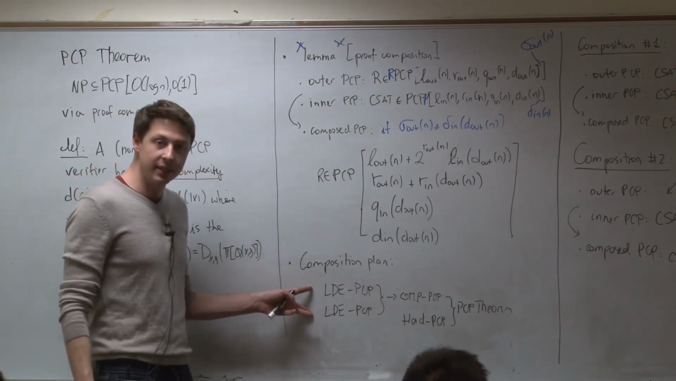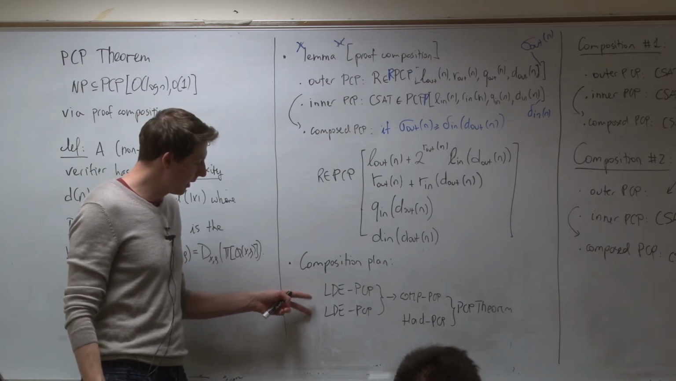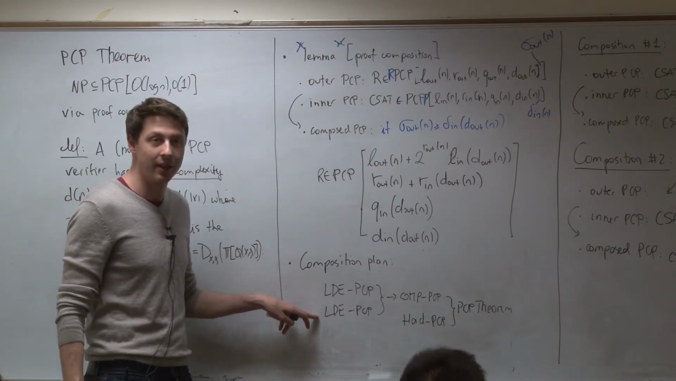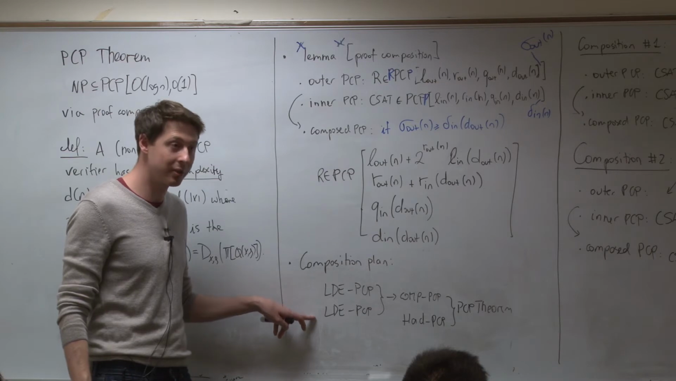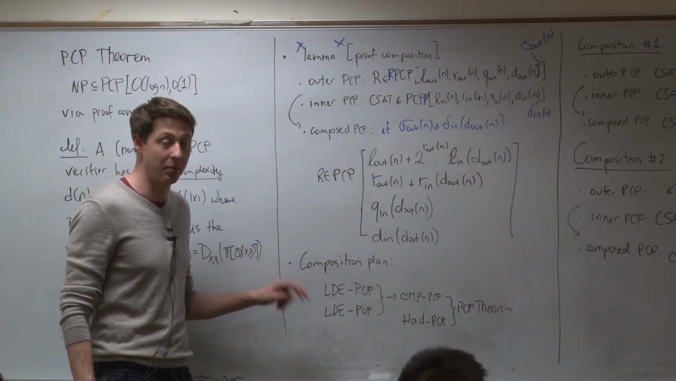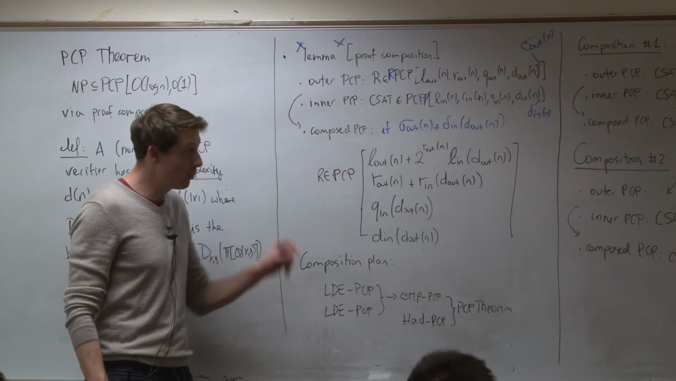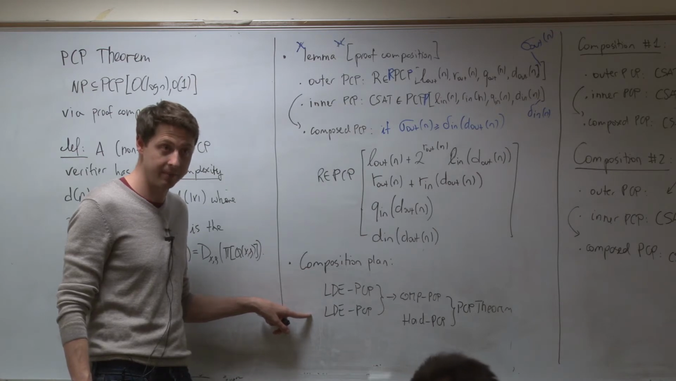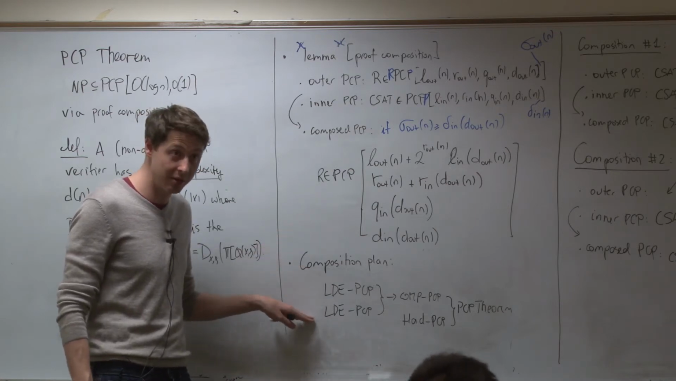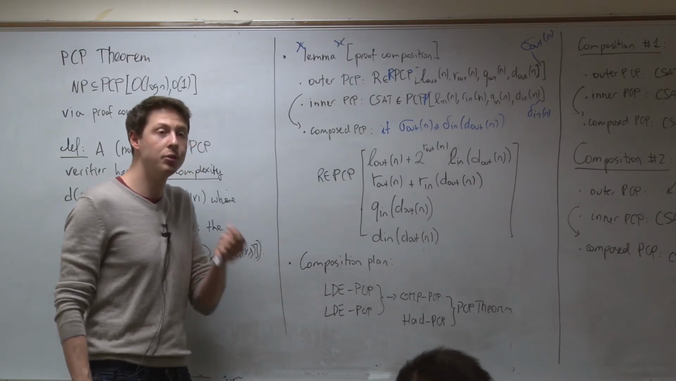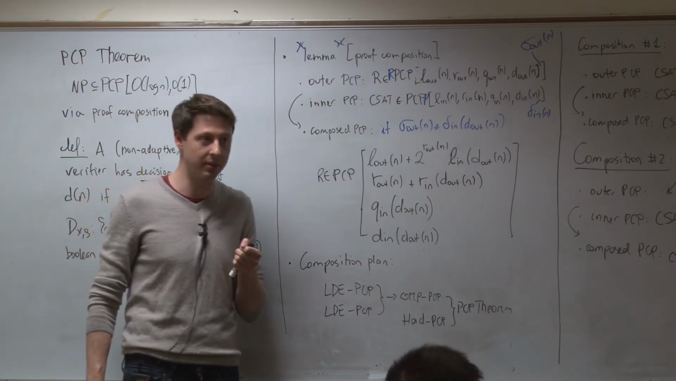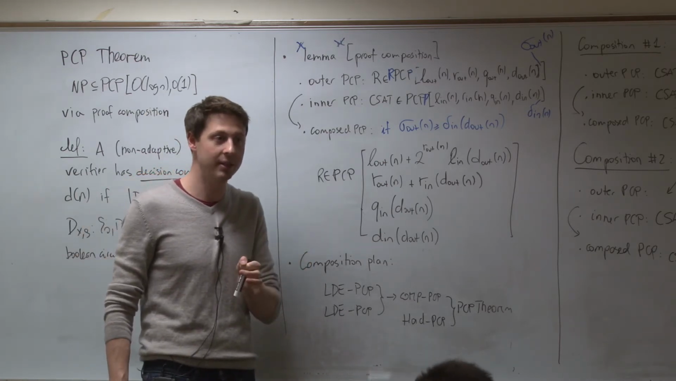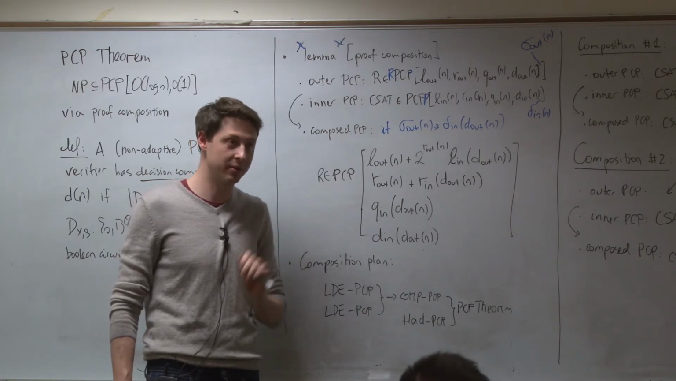You can start with an inner PCP that is not only a PCP of proximity, but is also robust. It's a robust PCP of proximity. And now we can see that if the inner PCP is robust, then the composed PCP is also robust. We're going to see that now, okay? So that's how we're going to fix that. Now, how do you get a polynomial size PCP that is both robust and a PCP of proximity? That's something that we will not see. That's a step that we're not seeing.